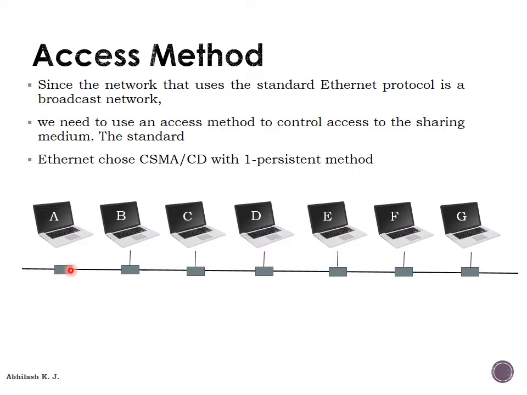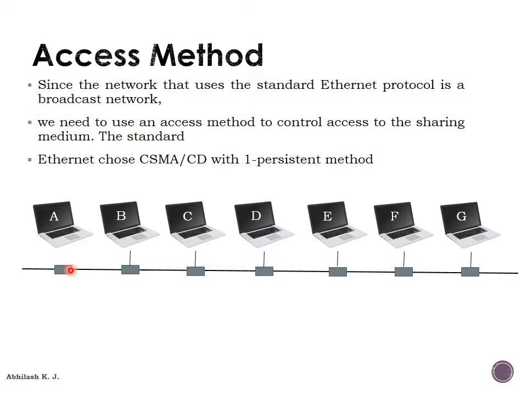The minimum length of the frame is 512 bits or 64 bytes. So in case no collision is sensed, that is, the energy level did not change throughout the transmission, the station is sure that the frame has been sent successfully and it stops sensing the medium once its transmission is over.